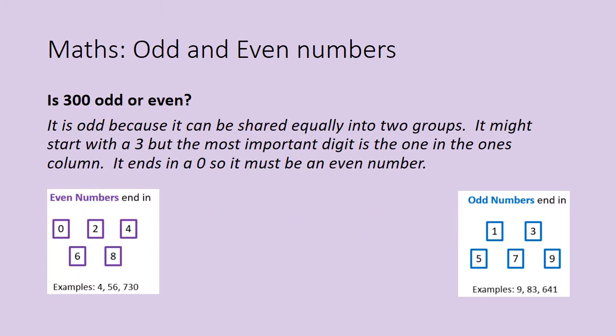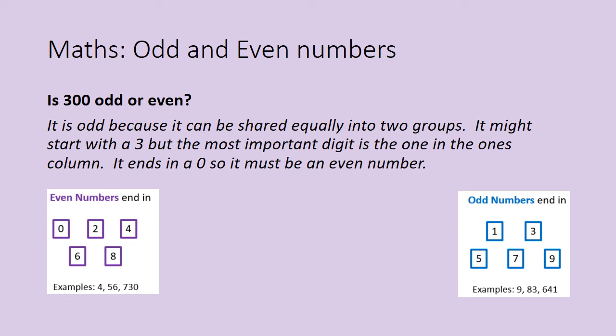In maths, we're just going to have a little reminder about odd and even numbers. Something that threw some of us in some of our maths was, is 300 odd or even? Well, the answer is that it is an odd number because it can be shared equally into 2 groups. It may start with a 3, which a lot of you know is an odd number, but that's not the most important digit. The most important digit here is the one in the ones column. That's where we need to look.